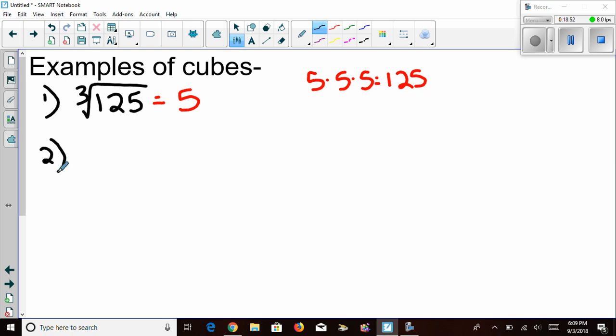Next, the cubed root of negative 27. Now earlier, I stated that if the negative is inside the radical, then my answer is no solution. Now that's true if I'm talking about square roots, but not the case when I'm talking about cubed roots. And here's why. I'm going to go with the example of negative 3 times negative 3 times negative 3.